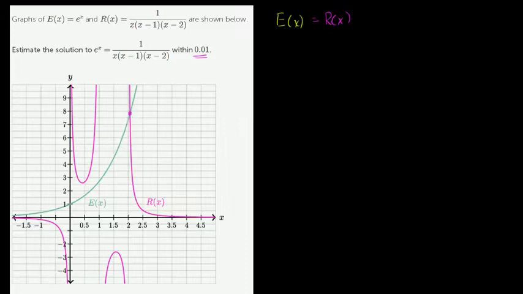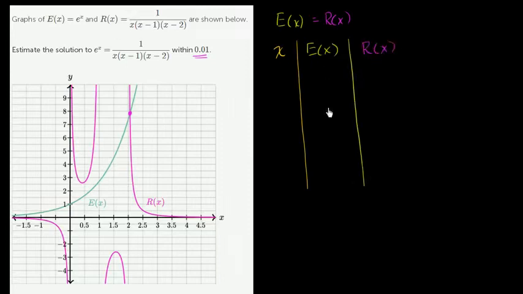So let me draw a little table here. Let's try out some x values. For each of these x values, let's see where we land on e of x and where we land on r of x, and then we can decide whether we are too high or too low. I encourage you to pause this video and try this on your own, probably with a calculator. Well, I'm assuming you've given it a go. Now I will attempt it.